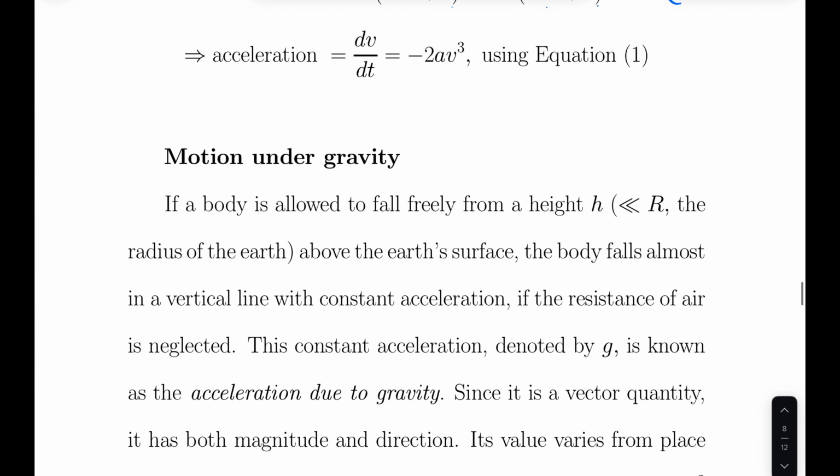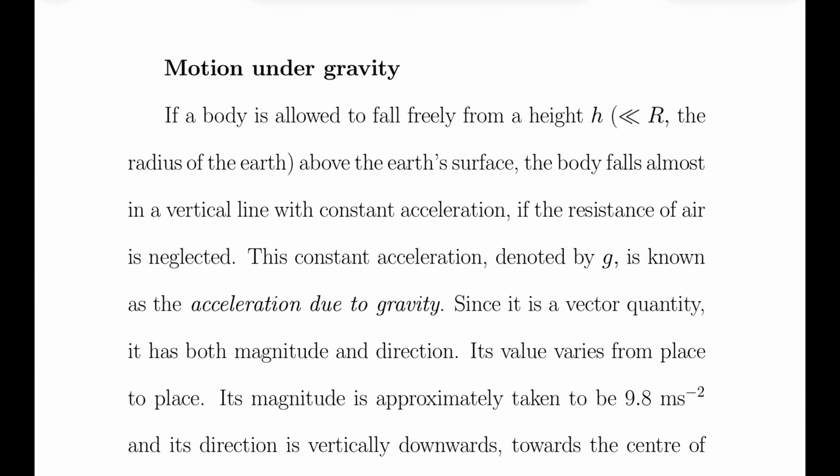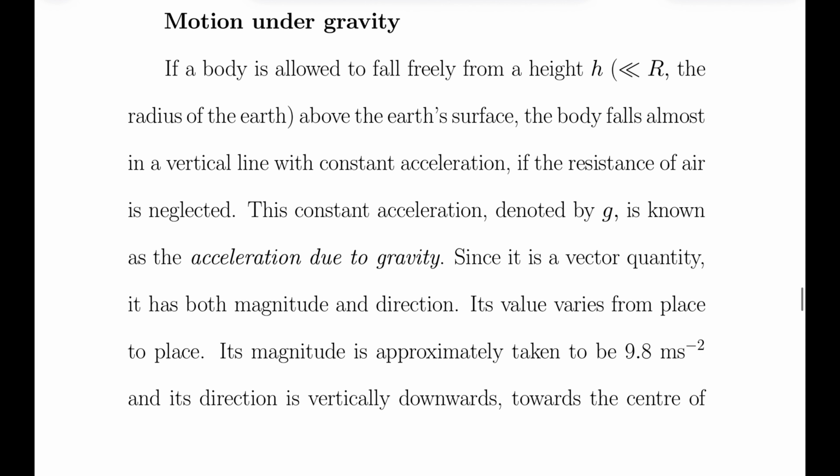We now come to motion under gravity. If a body is allowed to fall freely under gravity from height h, where h is less than the radius of the earth, then the body falls almost in a vertical line with constant acceleration if the resistance of air is neglected.